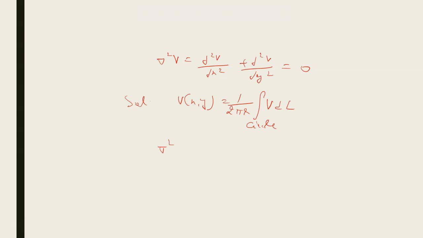Similarly, in the three-dimensional case, it is d square V by dx square plus d square V by dy square plus d square V by dz square equals 0. So the value of V at any point P is the average value of V over a spherical surface of radius r centered at P, and it is given by V at P equals 1 by 4 pi r square integral of V dS.